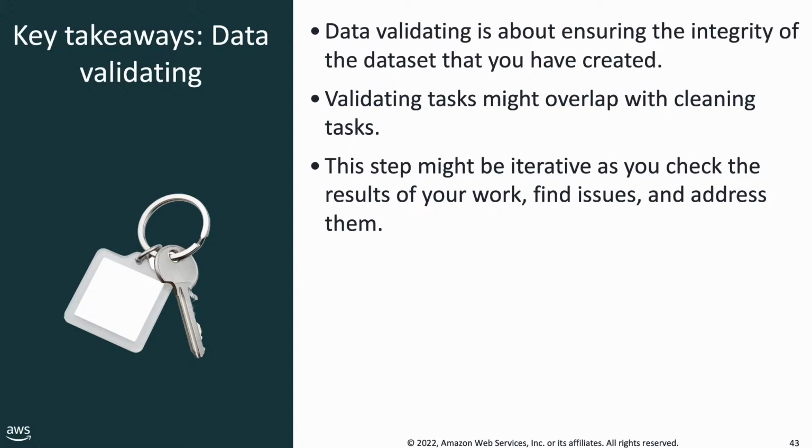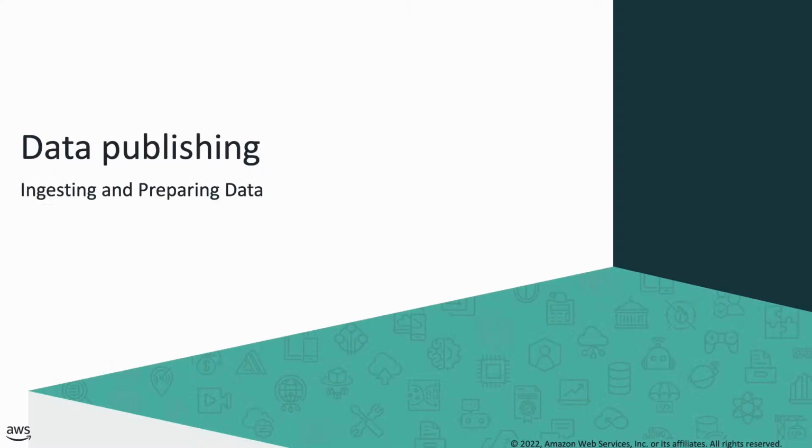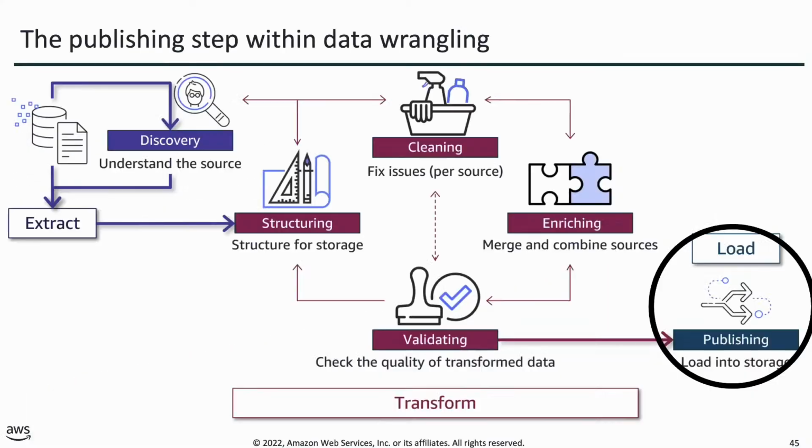So in a nutshell, the purpose of validation is to ensure the integrity of the data, and also the validation task could actually overlap with the cleaning task. And so the idea here is that you want to make sure the data is not only valid, but it will load successfully as well. And this is going to be an iterative process, and you're going to have to fix errors and then rerun. Let's talk now about data publishing.